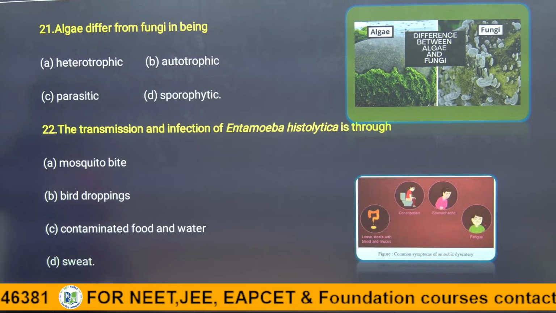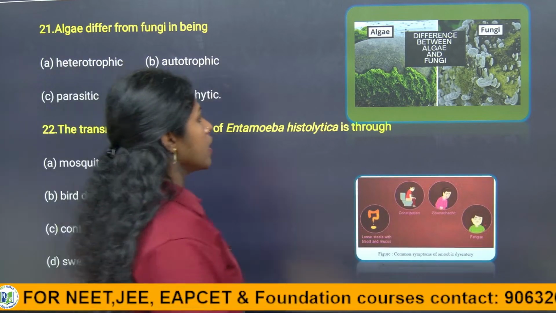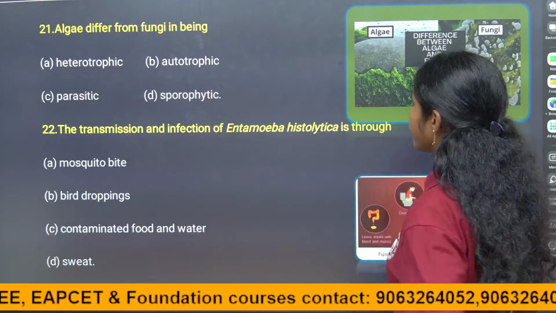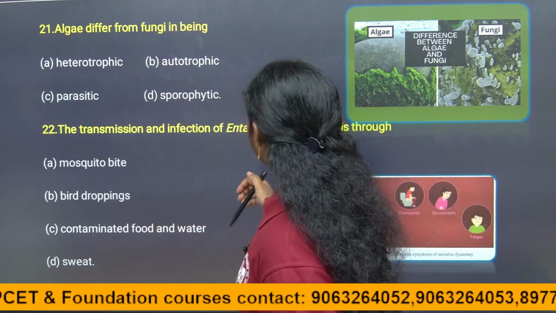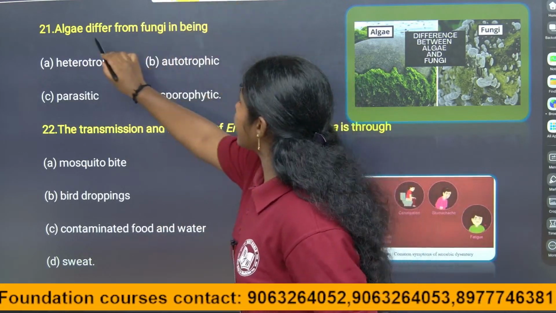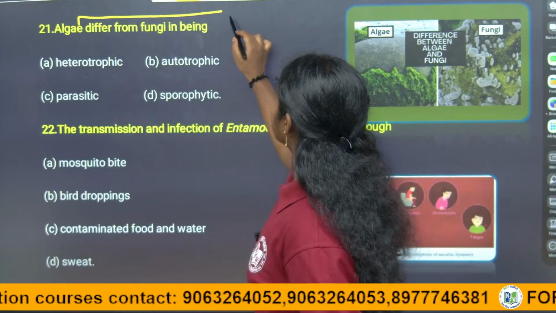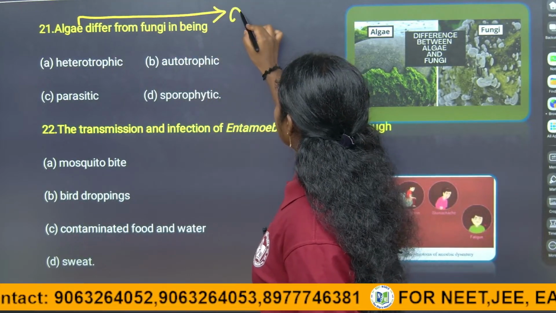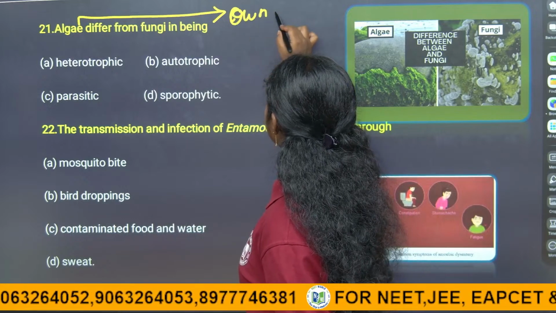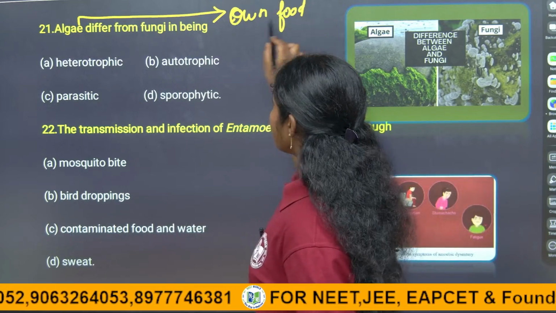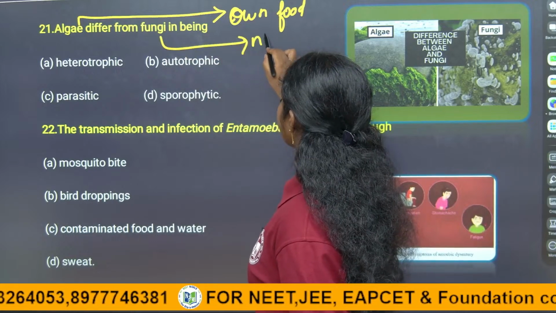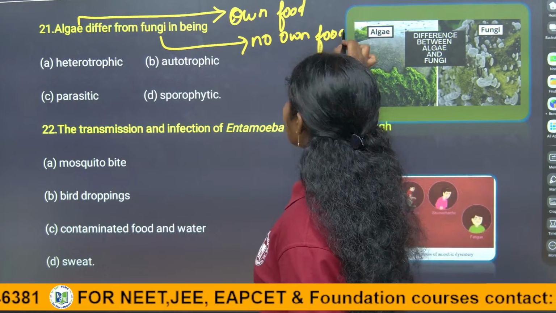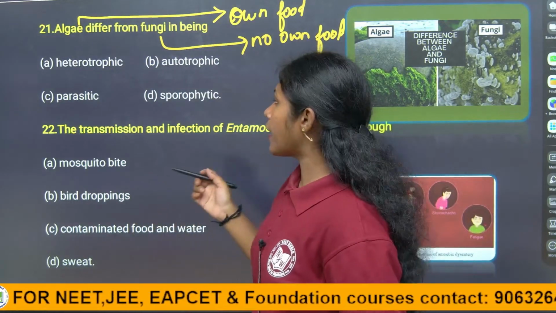So what are the differences of algae from fungi? Algae have the presence of chlorophyll. Of course they have the chlorophyll, that is why they can prepare their own food. With the help of sunlight they can prepare their own food. Can fungi prepare their own food? No. They cannot prepare their own food because there is an absence of chlorophyll in the fungi, right?